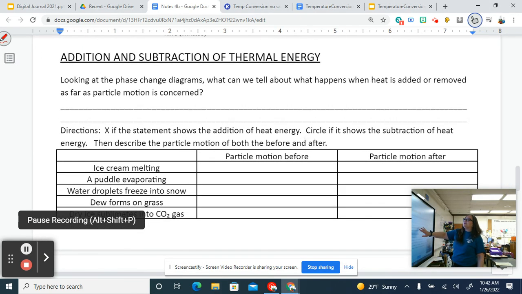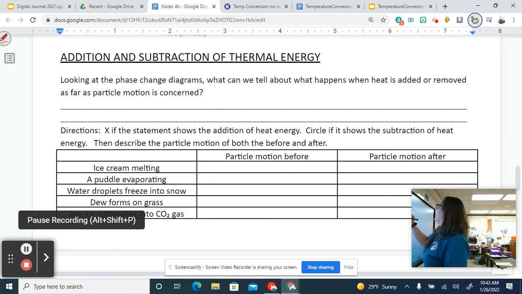All right, so looking at our phase change diagrams, what do we know about what happens when heat is added or removed as far as particle motion is concerned? If I've got particles moving around and I add more heat energy, what's going to happen? Right, they're going to move faster. What if I remove heat energy? They're going to move slower.